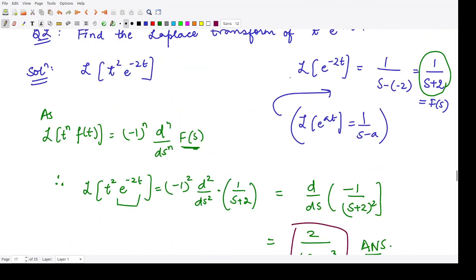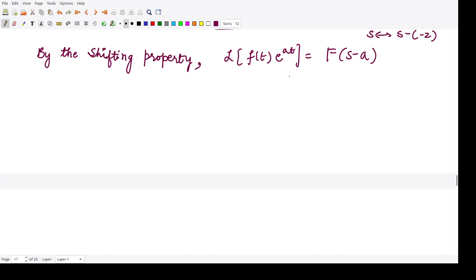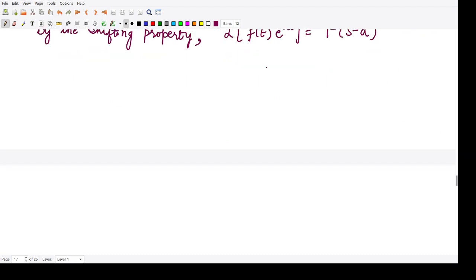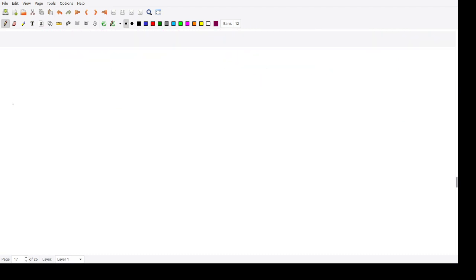So you could proceed with any method that you would like. So this is the multiplication with t to the power n of some function of t.